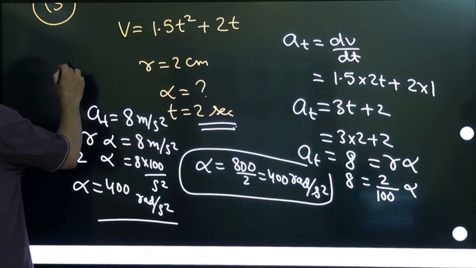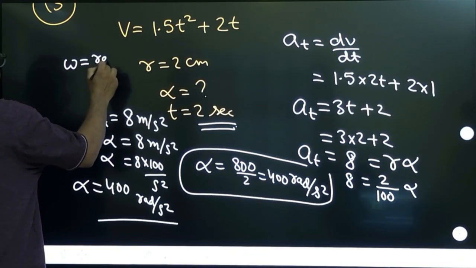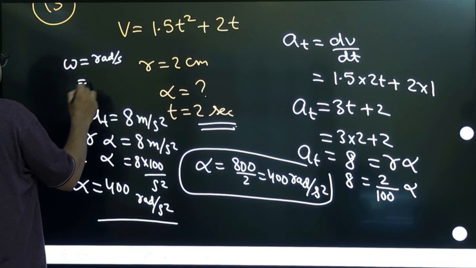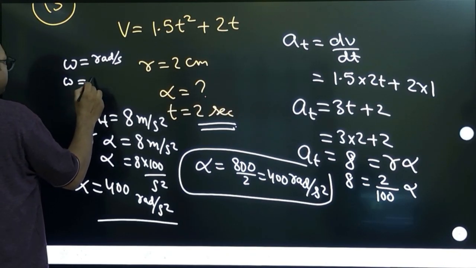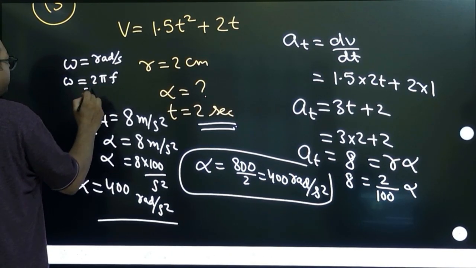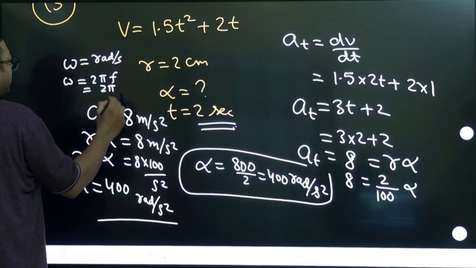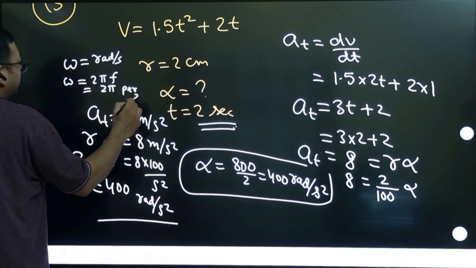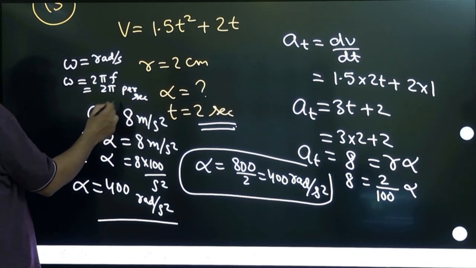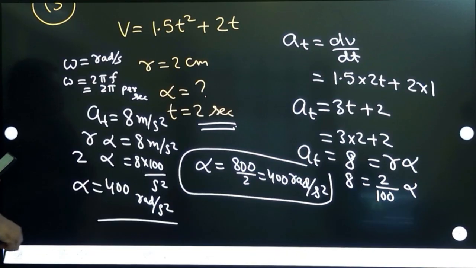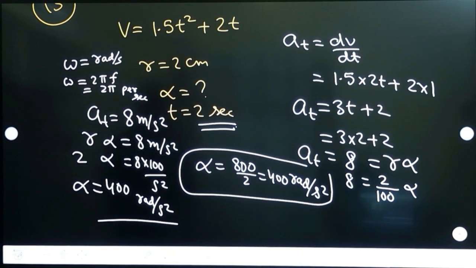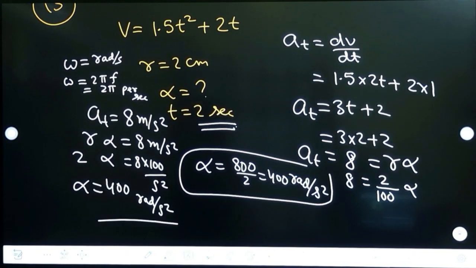Just like for example, see omega. Omega's unit is radian per second, right? But when you write omega in terms of frequency, 2 pi into frequency, frequency is like 1 by second, so it will come as per second. Where is radian? Radian is hidden there. You cannot see that. Radian is there. Okay, understood that?